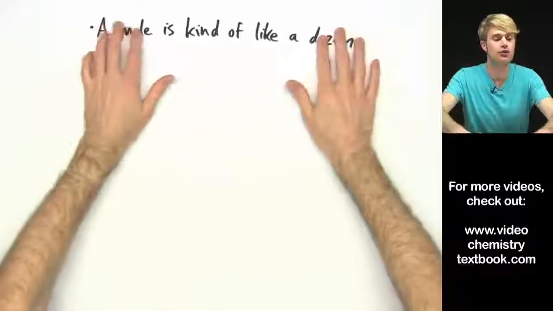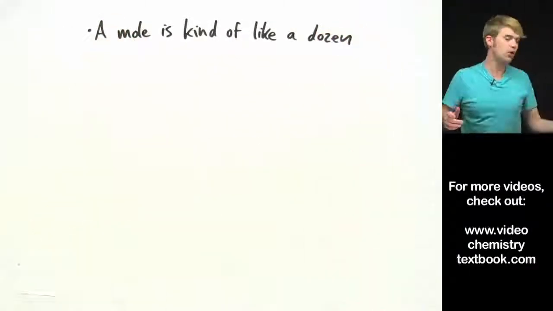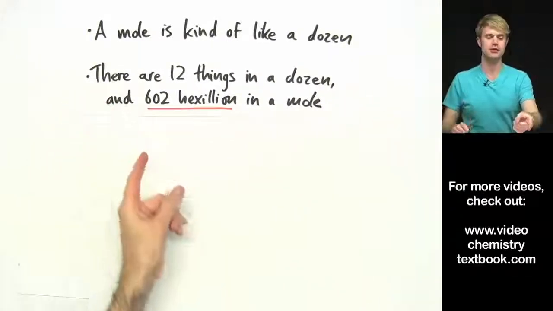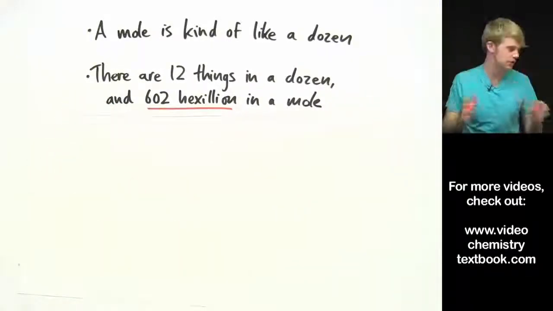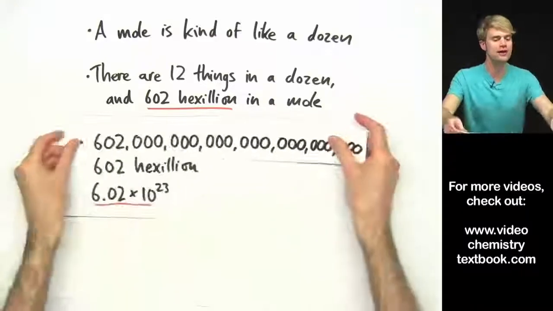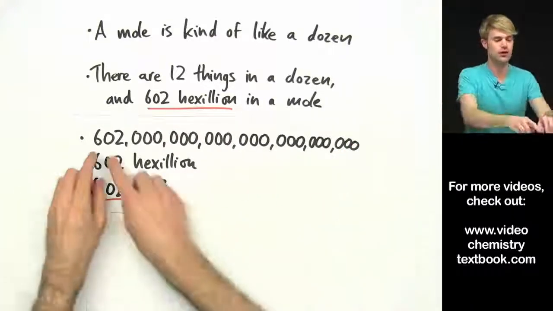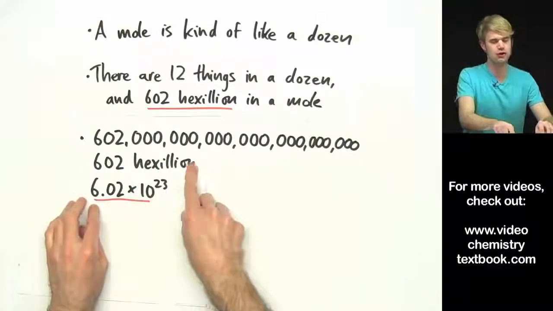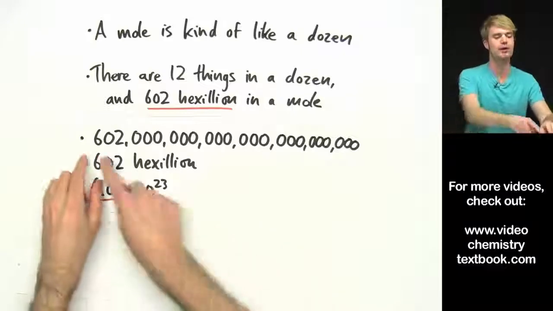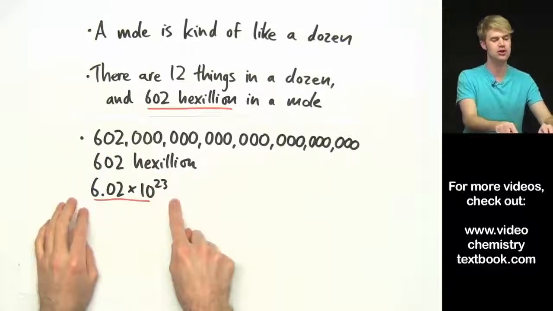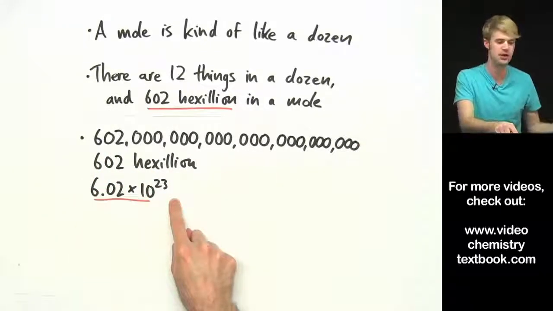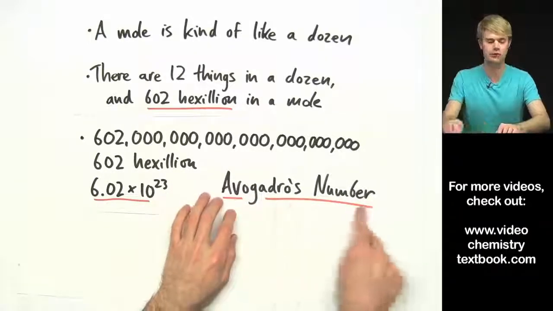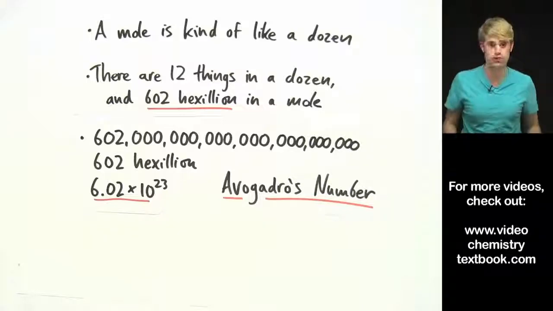So just to review what we've talked about, let's go over a few of the key points. A mole is kind of like a dozen, except there are 12 things in a dozen and 602 hexillion things in a mole. We can write this number in a variety of ways. We can do 602 with 21 zeros after it. We can call it 602 hexillion, or most commonly, we can abbreviate this number in scientific notation as 6.02 times 10 to the 23rd. This number is often referred to as Avogadro's number.